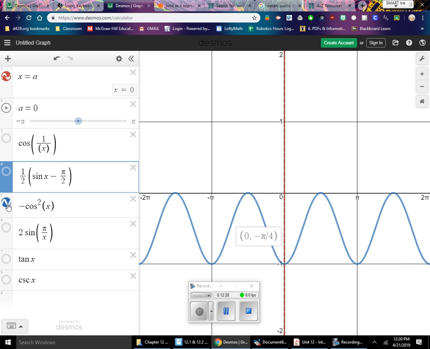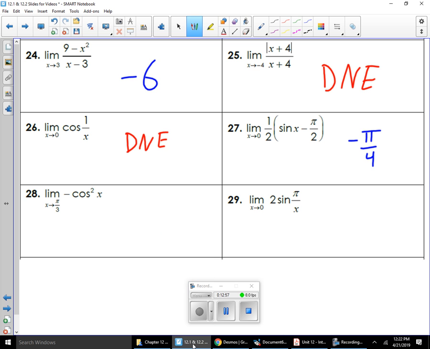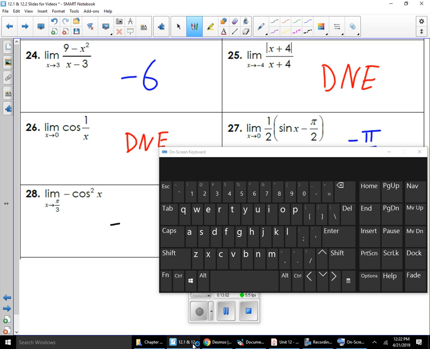Taking a look at 28. Here we want to know the limit as x goes to pi over 3. This is another example where the function is actually defined there. So you could look a little bit to the left, a little bit to the right, and you'll see that those values are approaching negative 0.25, or negative a quarter. So this is another example where there's not a whole lot going on. It's actually defined right there at that point, which is what we're expecting. This was 28.